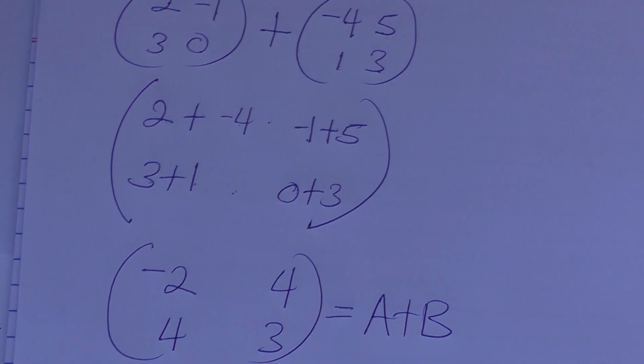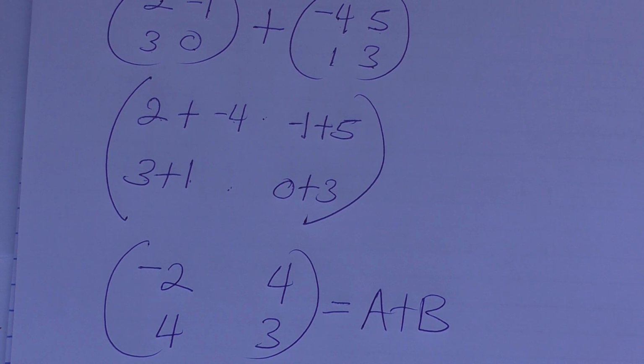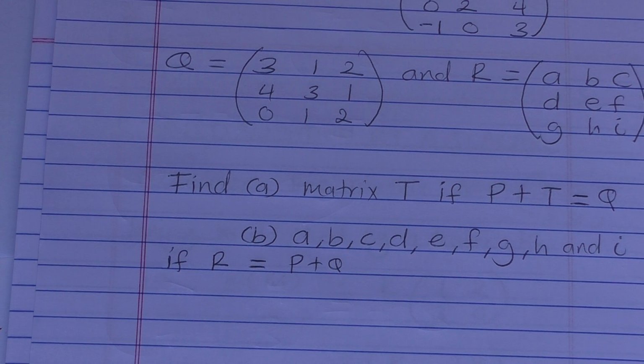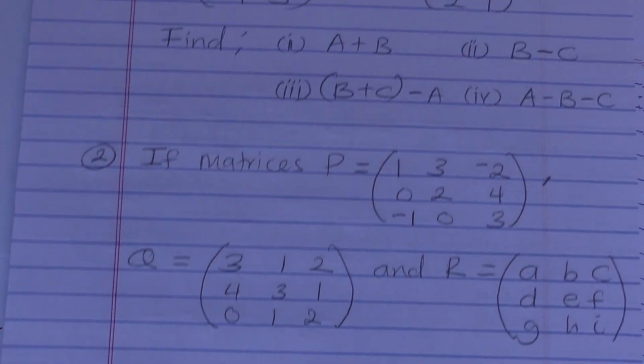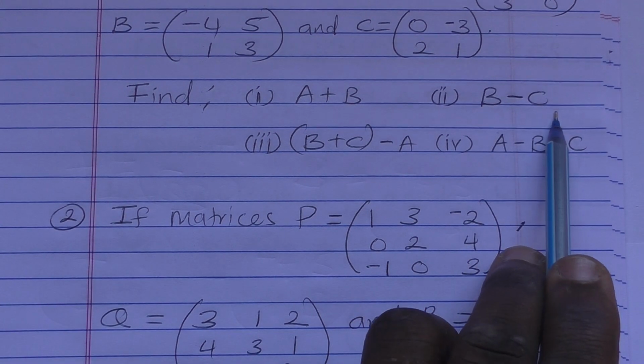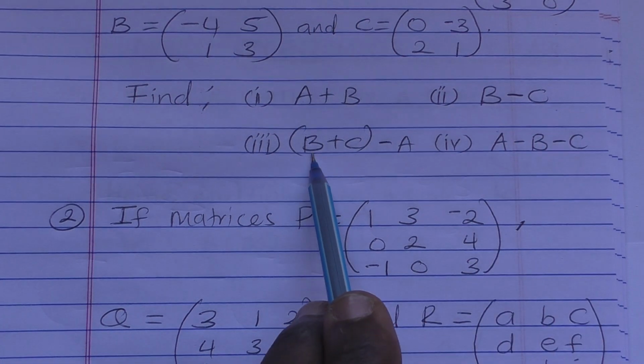The same applies to subtraction. We do the same thing. There are two conditions. One, they should be of the same order. Two, we add or subtract corresponding components depending on their positions. And therefore, now that we know what we need to subtract or add matrices, I would like you to try out the remaining numbers. We have B minus C. We do the same. We have B plus C minus A.